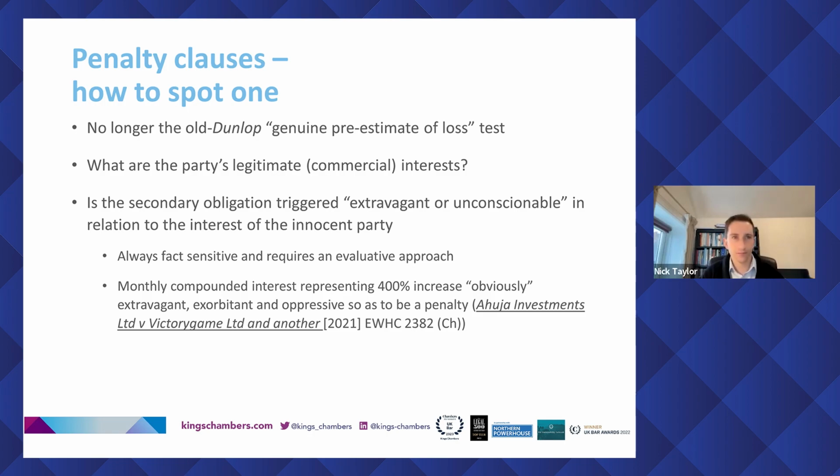So as a sort of extreme example there, the case at the bottom, the Ahuja Investments and Victory Game case, there was a secondary obligation on breach of primary, I think defaulting on payments or something, which imposed a 12% rate of interest, compounded monthly, which gave an effective increase in the rate of 400%. Unsurprisingly, that was held to be extravagant, exorbitant, and oppressive, basically just a punishment.